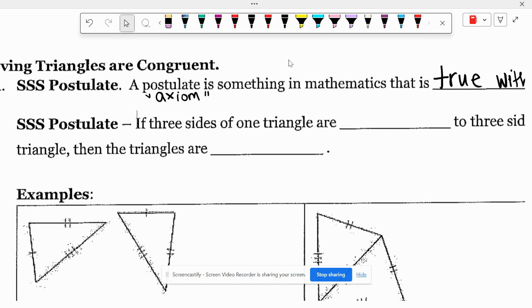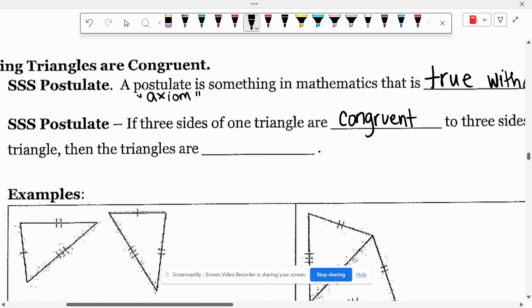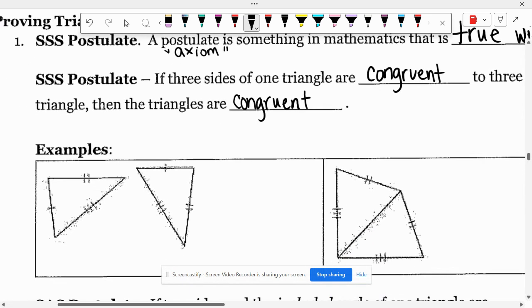And we say that if three sides of one triangle are congruent to three sides of another triangle, then the triangles are congruent. So we use the side-side-side postulate. If three sides of one triangle are congruent to three sides of another triangle, then those two triangles are congruent.